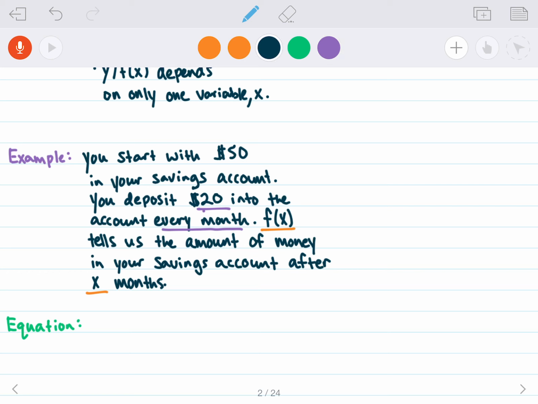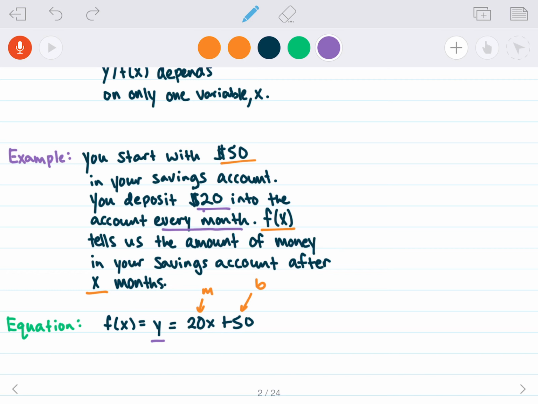So we can write an equation that represents this in the following way. We can say, well, f of x, or y, is going to be 20x plus 50. All right, 20 is the set amount, this is the slope, and 50 is our initial value, which is our y-intercept b. So this is a function in one variable. The output only depends on x, only depends on how many months have passed.